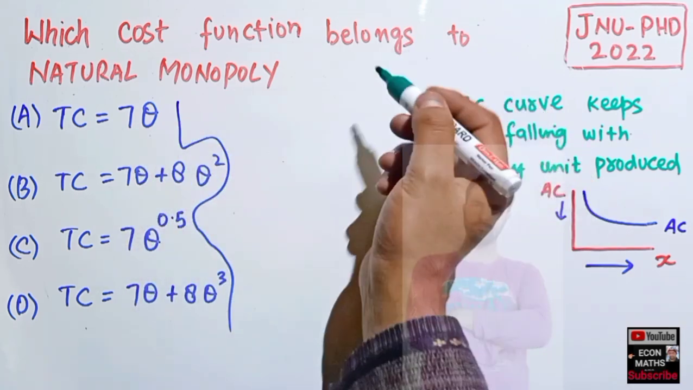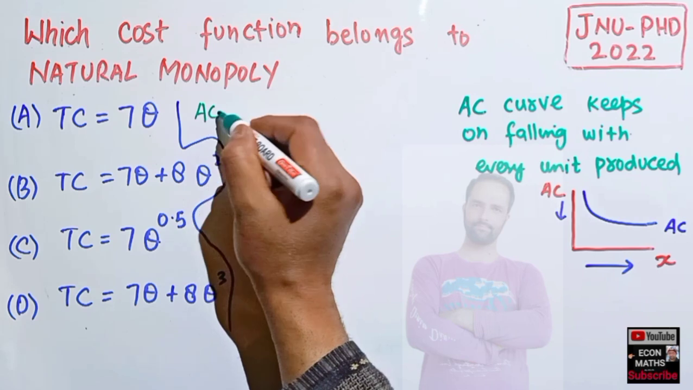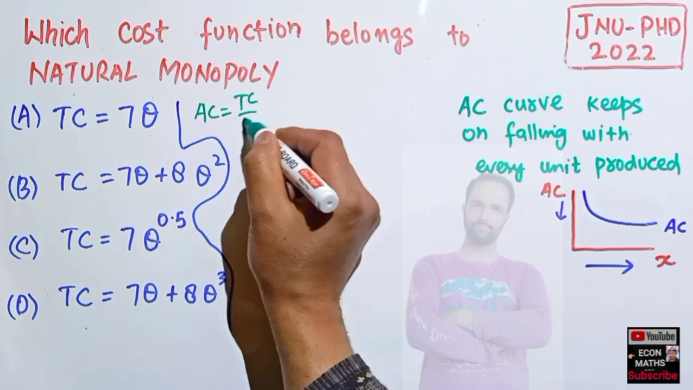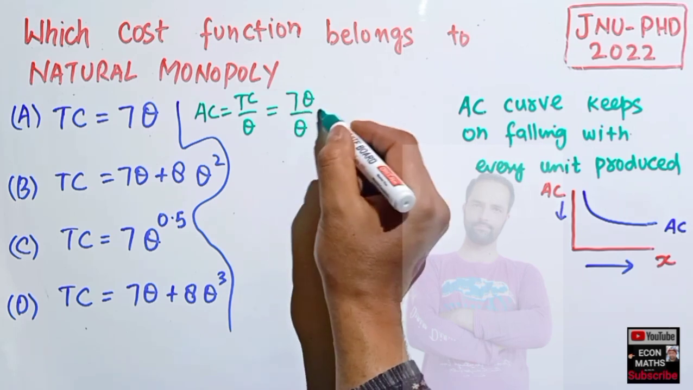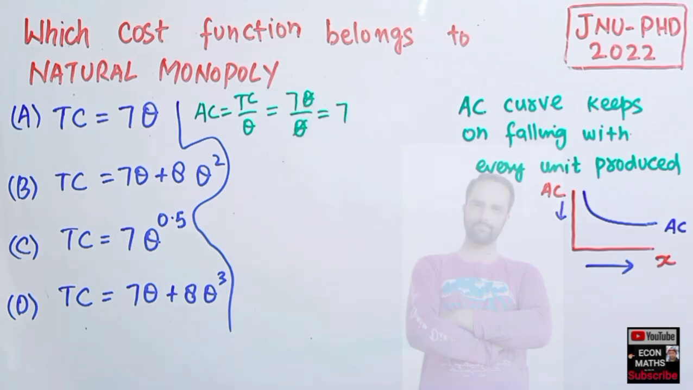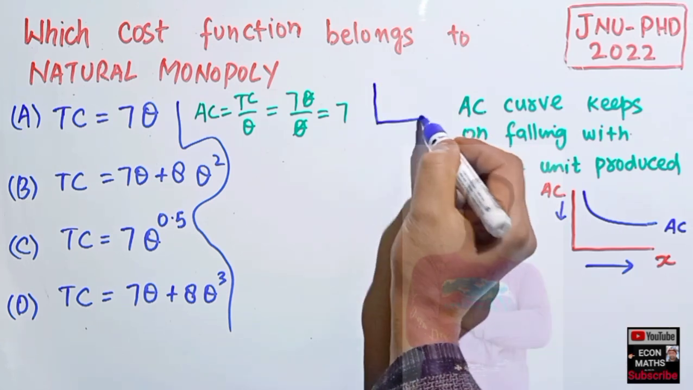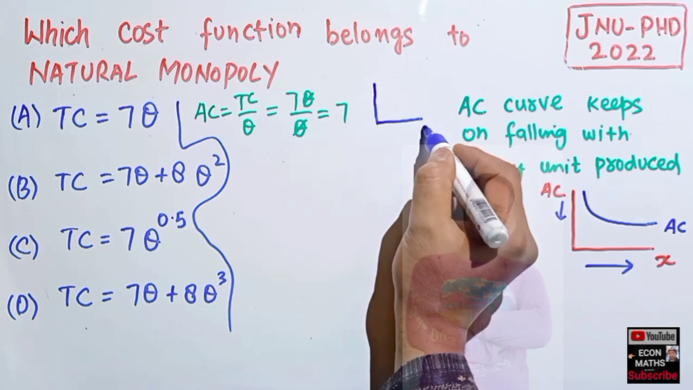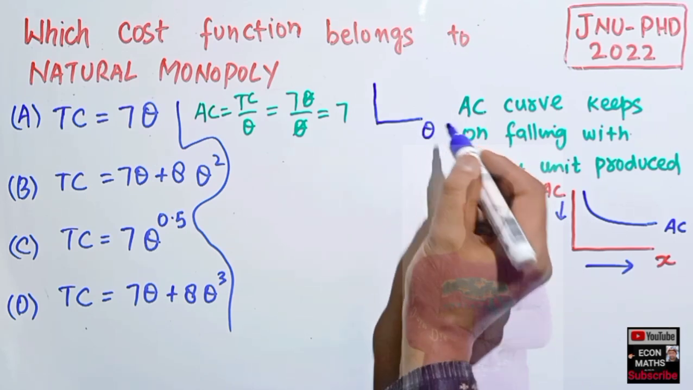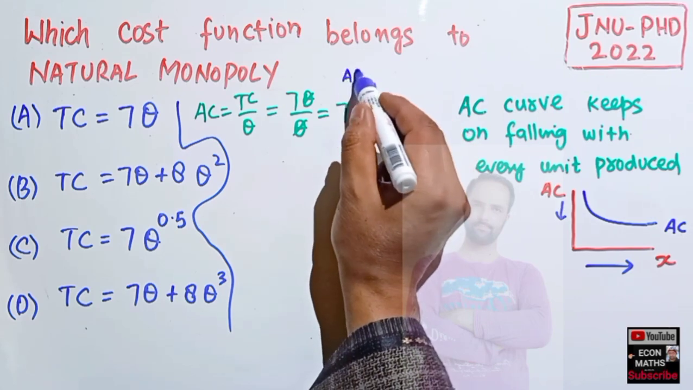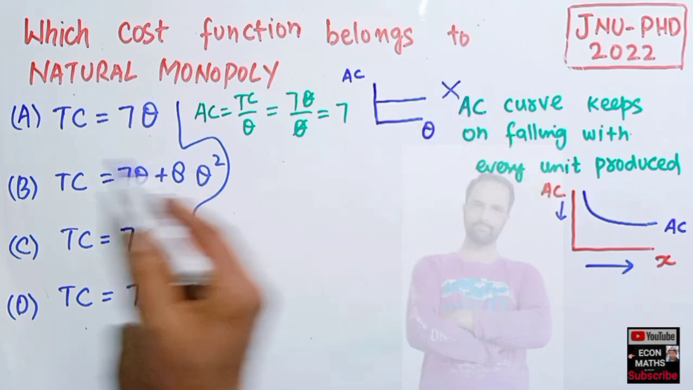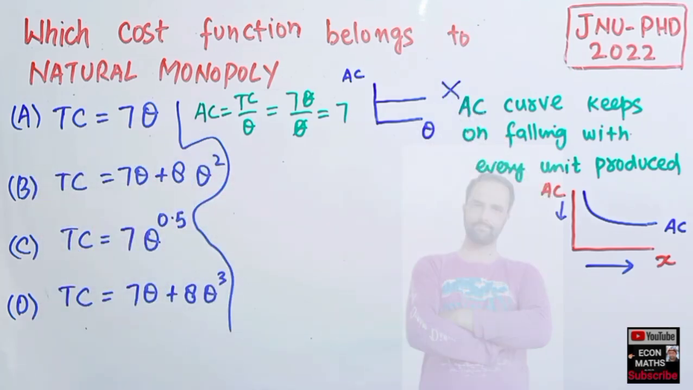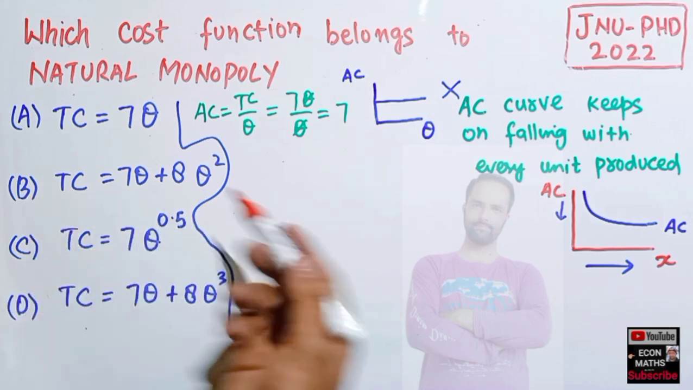So in the first case, average cost, as we know, is simply equal to total cost upon output. So total cost is here 7q. To this we divide the output. So here it comes out to be 7. Now if we draw the graph of this, we got 7. We have output, let us denote it by q here, and average cost on this side. So average cost is horizontal, so it is not falling, so that cannot be the cost function of the natural monopolist.